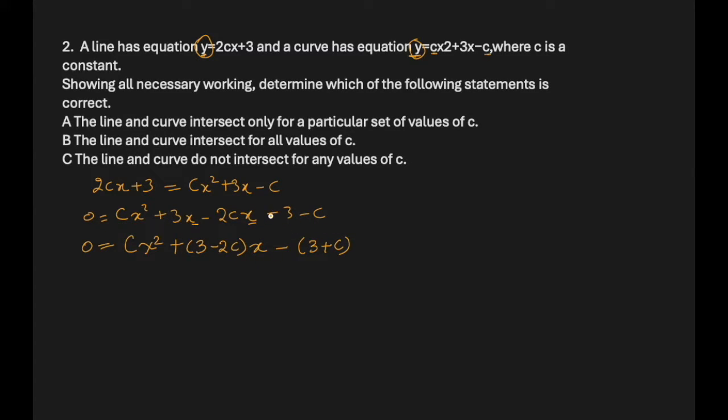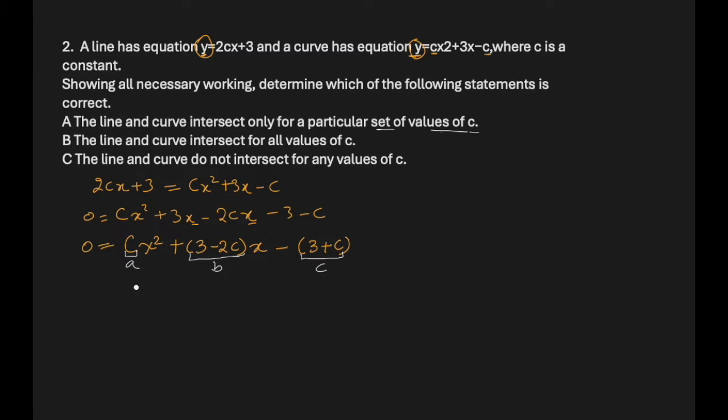Okay, I have taken minus common from these, so it gives me a quadratic function, where this will be a, this will be b, and this will be c in the quadratic formula. Okay, showing all necessary workings, determine which of the following statements is correct. The line and the curve intersect only for a particular set of values of c. To find the point of intersection, we should see how many solutions it has.